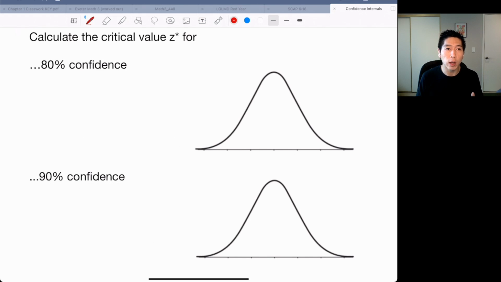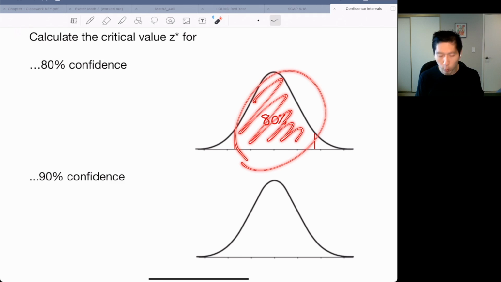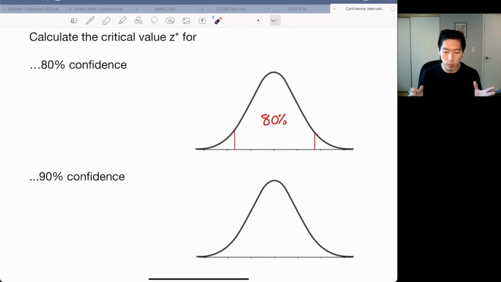So if you want to learn how to calculate the critical value Z star, unfortunately, there's no button for it. So you're going to have to find a different way to do it. You actually have to know the math behind it. So for 80% confidence, this means that the middle 80% of the normal distribution is covered. So let's draw that in. We're looking at this middle 80% right here. And that's the part that we want to capture inside our region.